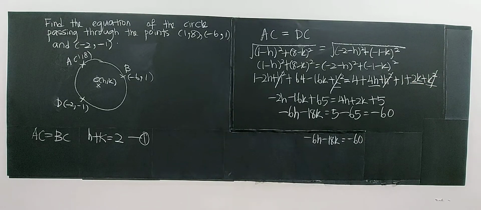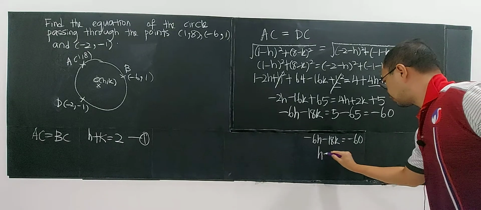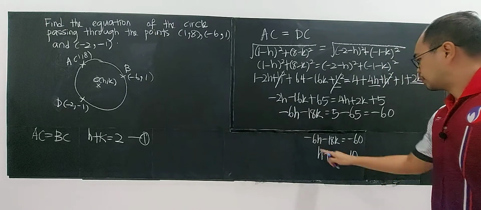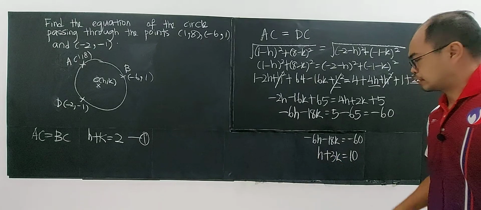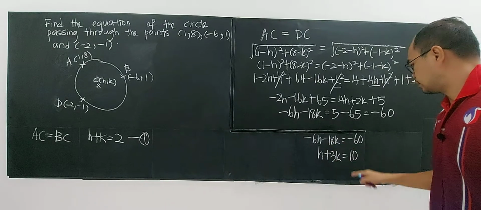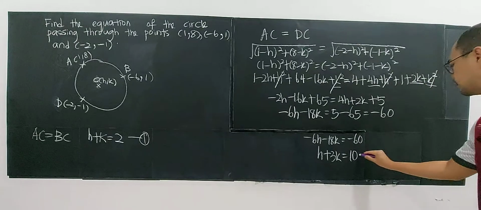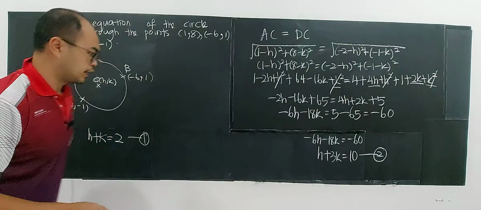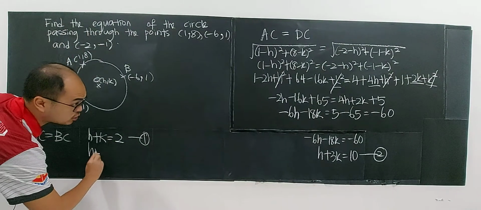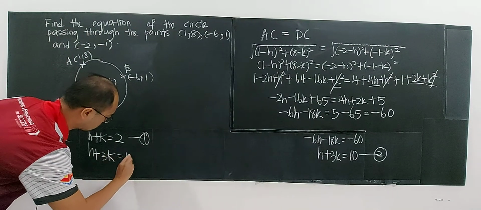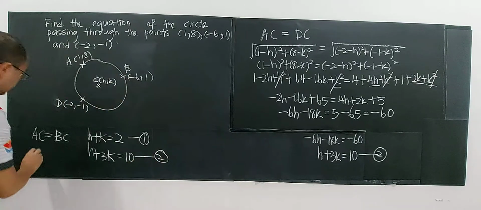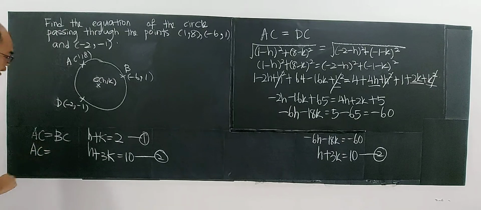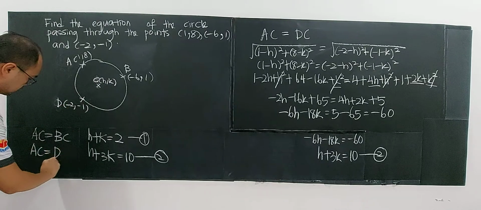Divide everything by negative 6. So you have h plus 3k equals 10. This will be your equation 2 that relates h and k: h plus 3k equals 10, equation 2. And this I get from the idea that AC is the same as DC.